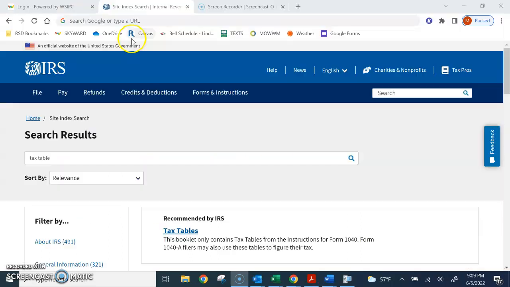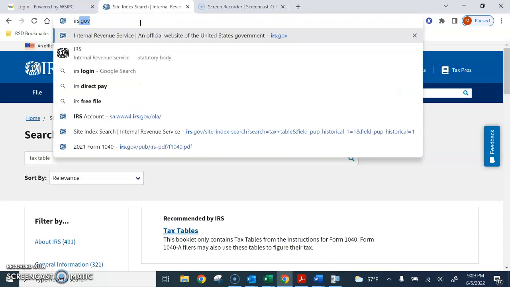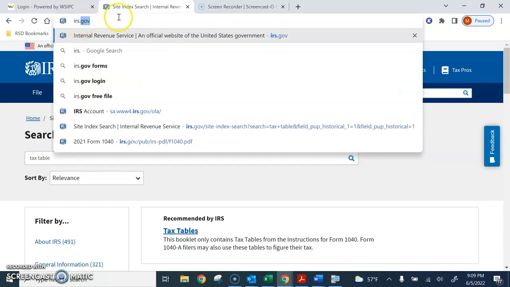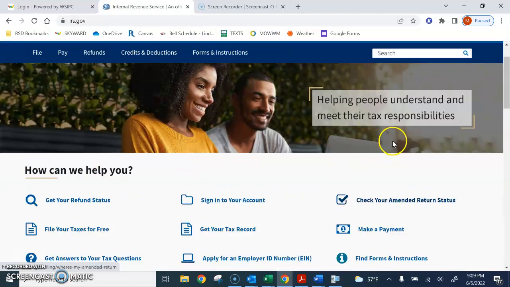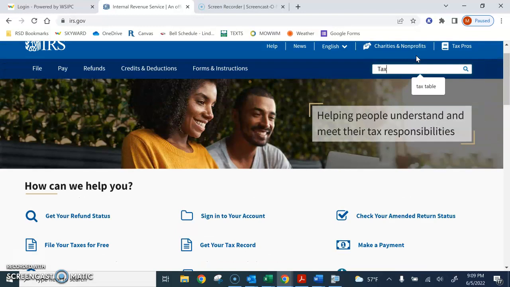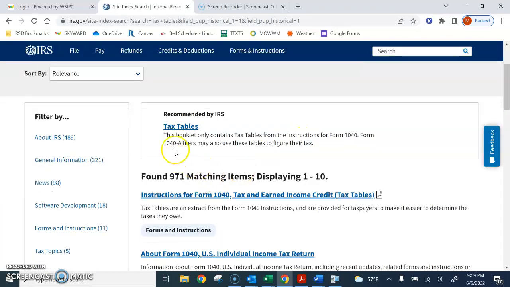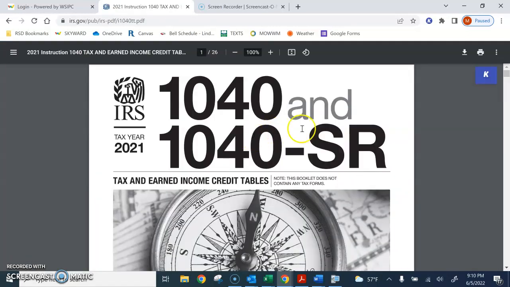So first thing you're going to do is go to irs.gov, hit enter. I'm already there, but hit enter. And then under the search, just type in tax tables, enter, and then you should see tax tables right there. When you get there, we're going to be basing it upon the year 2021.